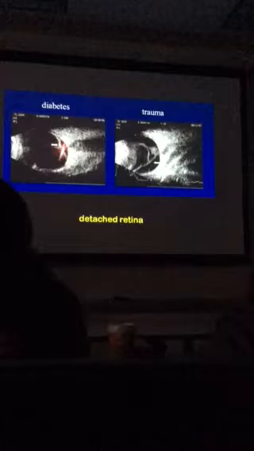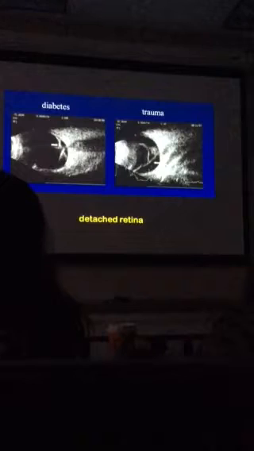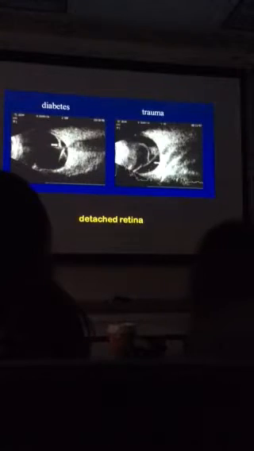So this is where detached retina, you can get them from diabetes, you can get them from trauma, and this is what it looks like. Remember, this should be black on ultrasound. It should be all vitreous and nice and black. And this is the retina that's lifted off from the back of the eye, and it's just kind of floating in the vitreous.